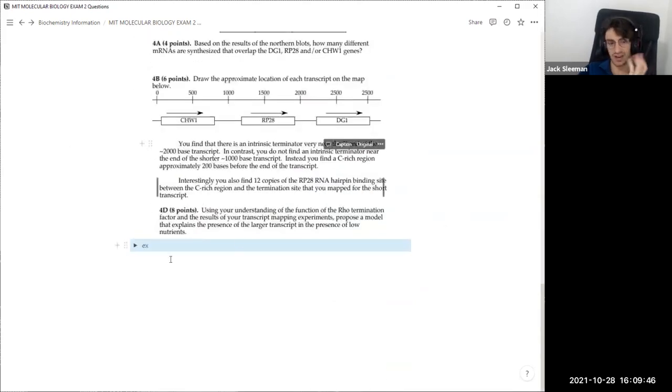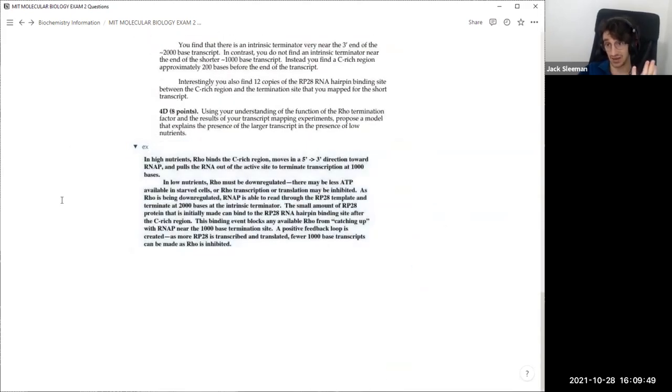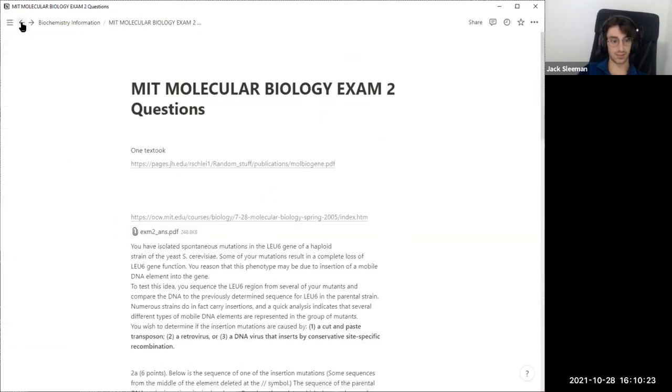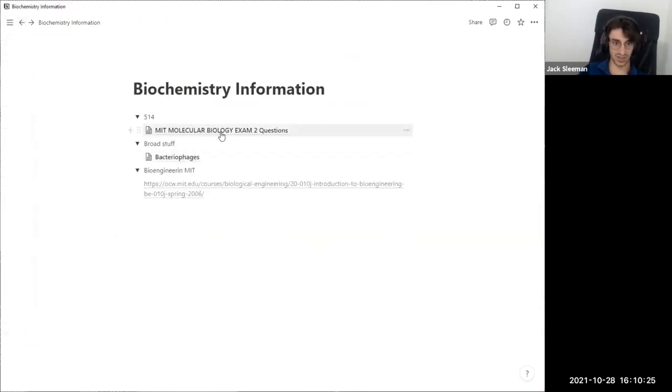I don't know exactly, I forgot. So let's just look at the answer, which I put here because I expected I would not get it completely right. It's pretty interesting. I would read it for yourself. Try to digest it on your own. But it says rho must be down regulated in low nutrient conditions because there is less ATP available, right? And there's some sort of positive feedback cycle going with RP28 inhibition, like it's inhibiting itself or something like that. I don't know. Read it. It's pretty cool. Pretty interesting stuff going on here.